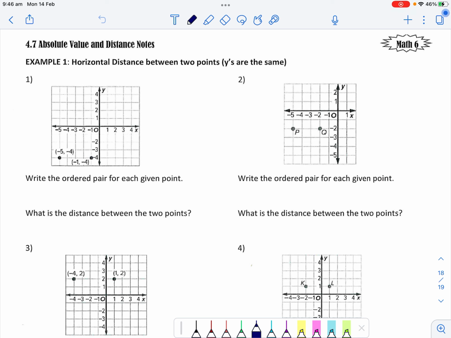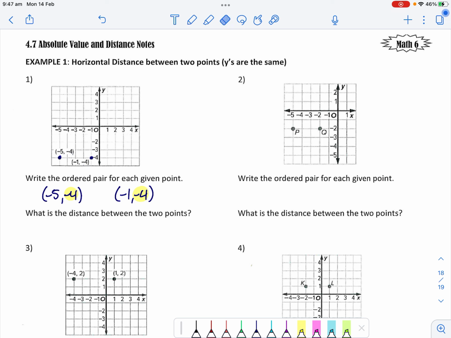So example 1 says horizontal distance between 2 points, and the y values are going to be the same. So you'll see that these points are directly across from each other, and the y coordinates are the same. So it says write the ordered pair for each given point. So -5, -4, and then -1, -4. So I can see that these y coordinates are the same. And I want to know the distance between these 2 points.